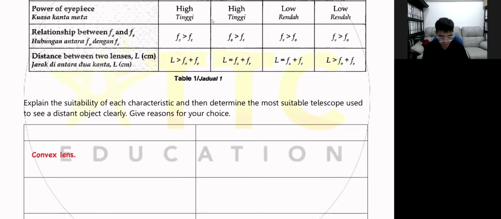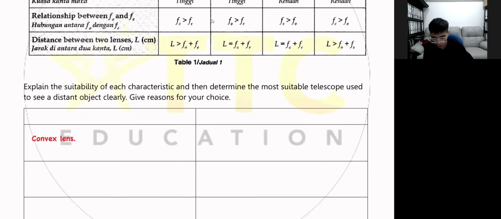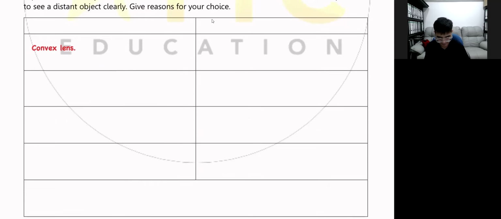So that's why, remember, you always use convex lens for telescope, because you want a bigger image, to produce a magnified image. Very simple one, to produce a magnified image. If you don't use this lens, it will not produce a magnified image. Clear? Then the next one, come.